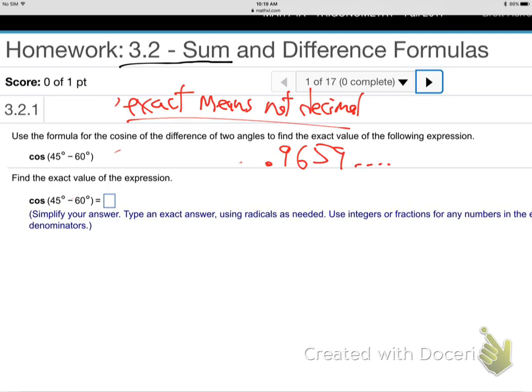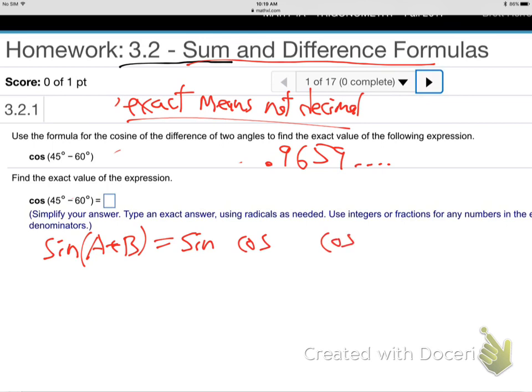Well, we have a special formula in this section, the sum and difference formulas. Let me give it to you. Let me write them all out for you. The sine of two angles added, I'll call it A plus B. The sine of A plus B is sine, cosine, cosine, sine. And then you just put in A, B, A, B, with a plus in the middle. Okay, did you follow that?